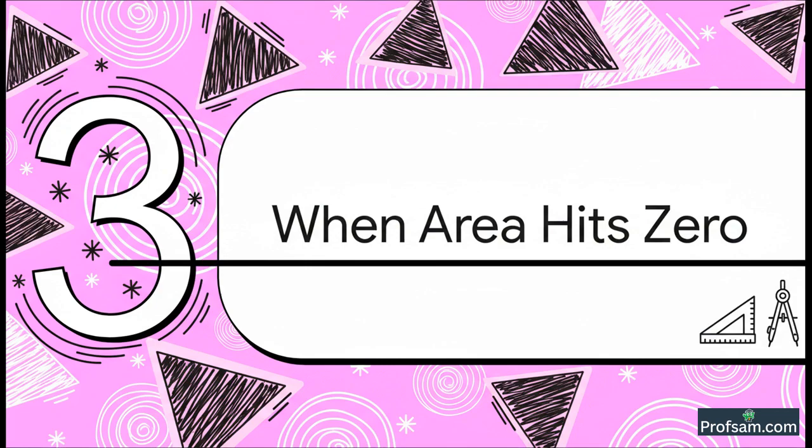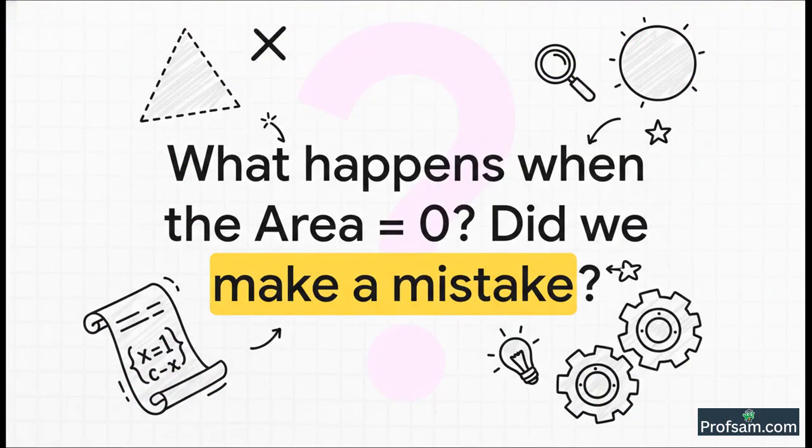But what happens when our awesome formula gives us a really weird answer? Like, what if the area is 0? What does that even mean? So if you get 0 as an answer, is your first thought, oh no, I messed up the calculation? Well, guess what? It's not a mistake. It's not a bug. It's actually a hidden feature. The formula is trying to tell you something really important.